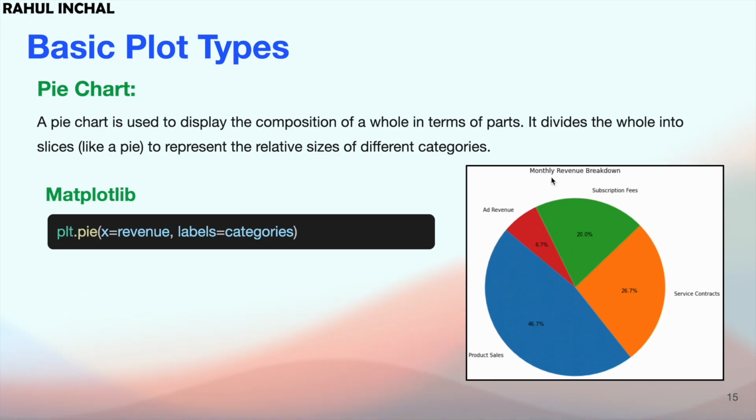Say for example, how much revenue has been generated: ad revenue is 6.7% of the total revenue. 20% is generated from subscription fee, 26.7% from service contracts, and from product sales, 46.7% of the revenue is generated. So this is what the pie plot gives you.